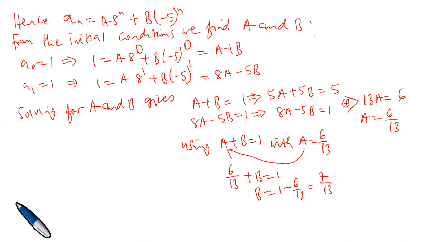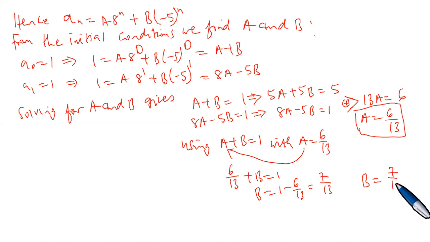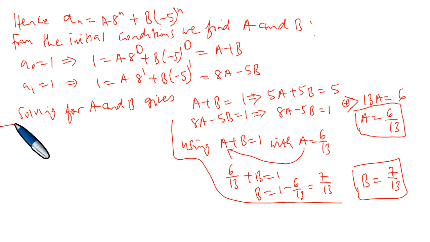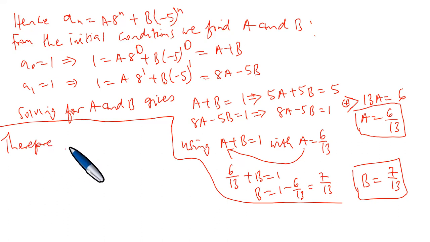Right, so we're able to conclude, therefore, the solution is as follows. So this means we got that A is 6 out of 13 and B is 7 out of 13. Therefore, the solution is AN.